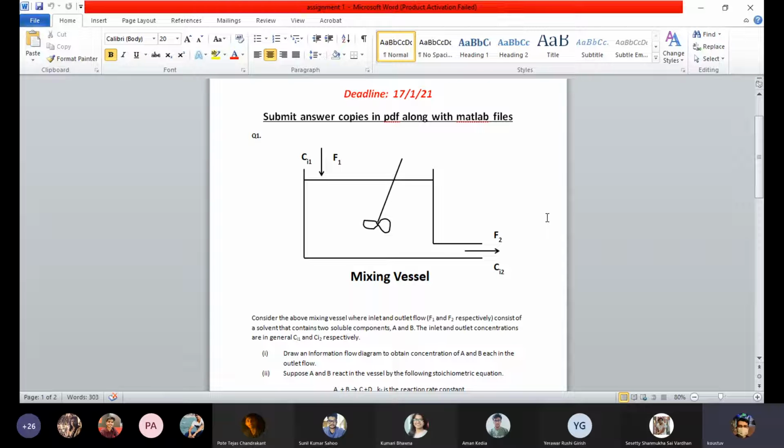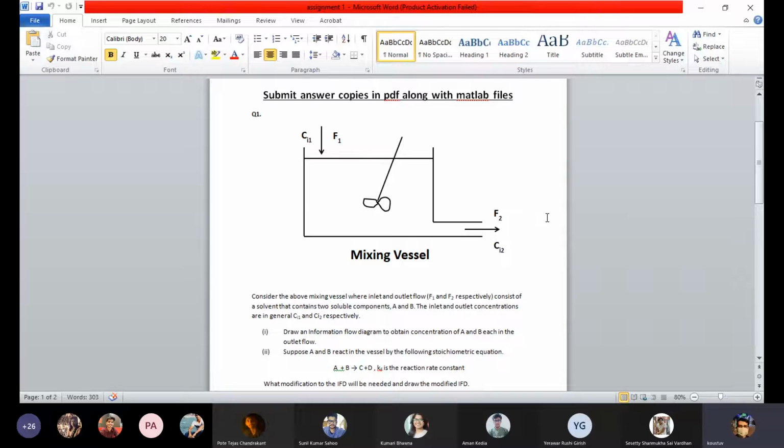So basically what we want is the concentration of A and B at the outlet point. That means CA1 and CB1 are given at the inlet. That is all in terms of notation, so here you don't have to solve anything. Just use the notations CA1 and CB1, and similarly CA2 and CB2. You have to find the concentration at the outlet flow due to this mixing vessel. Consider this problem as such.